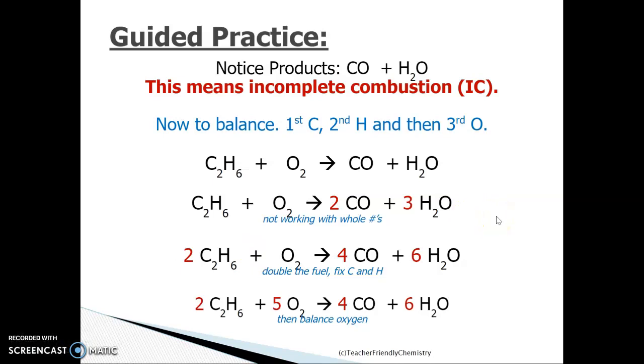Okay? And this is just the steps that we just went through in a very neatly ordered way instead of me trying to draw on the screen. Okay, so that's an example of an incomplete and a complete combustion. You just have to be able to identify the reactants and the products and be able to balance. You guys will do some practice, of course, today, but if you have any questions, let me know.